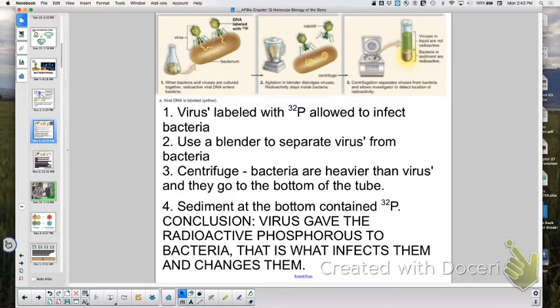Between virus and bacteria, who's heavier? Bacteria. So the bacteria went to the bottom of the tube, and there you saw radioactive phosphorus, where at the top of the tube, what was still with the virus itself, which had never left the virus, was the radioactive sulfur. Because it did not send protein, it sent nucleic acid.